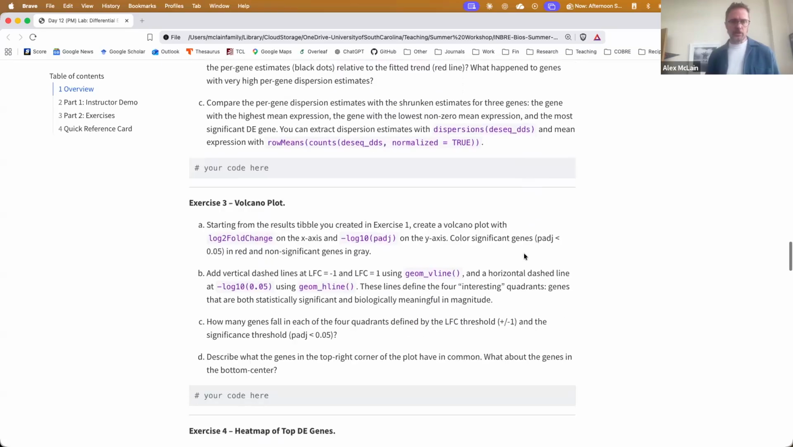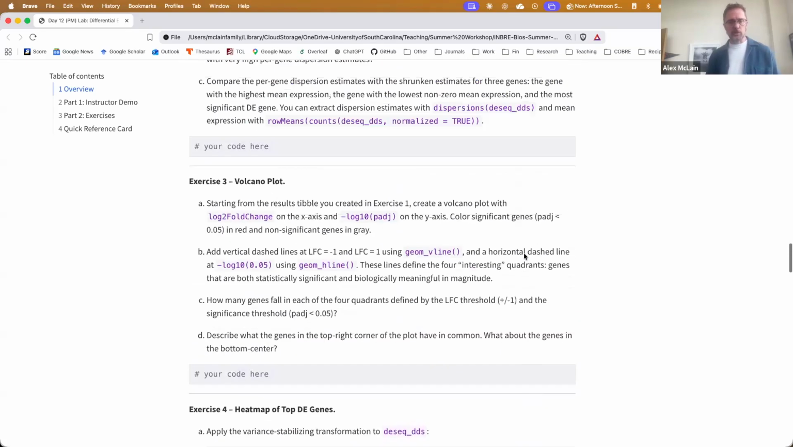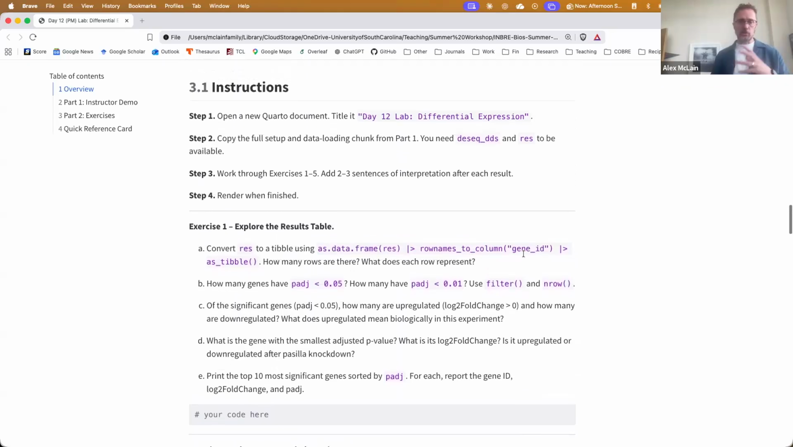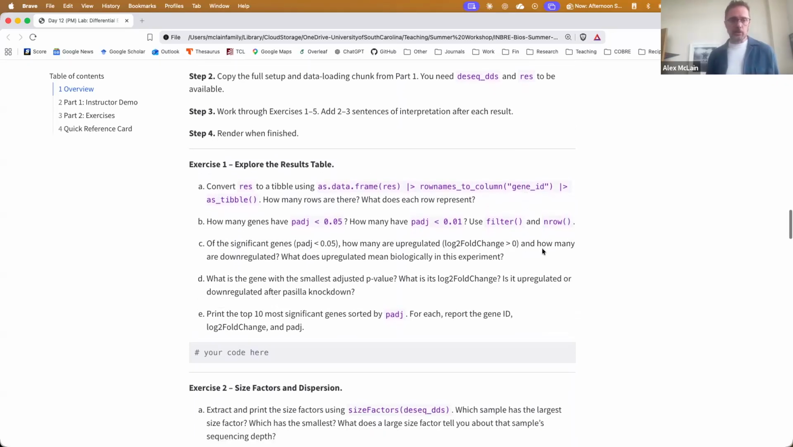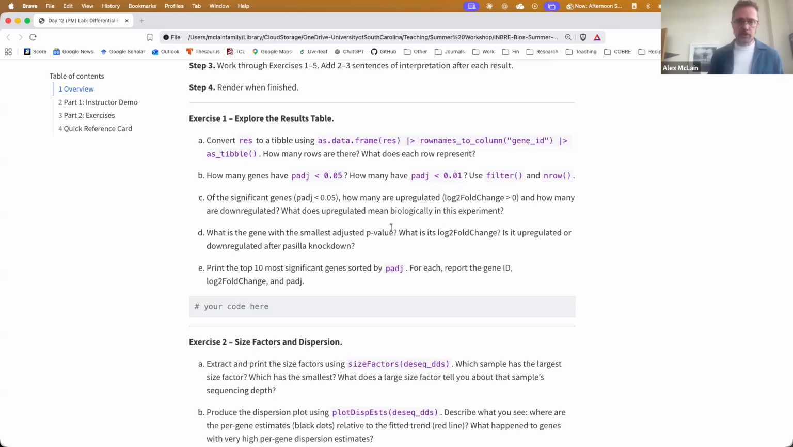The exercises, you're going to do 1 through 4, which are going to repeat what we did in the morning for this new analysis that we looked at. So getting the results in a nice format. How many rows are there? What does each row represent? How many genes have a significant result at 0.05? How many have a significant result at 0.01? Can use the same things we did before. And then of the significant results, how many are upregulated? How many are downregulated?